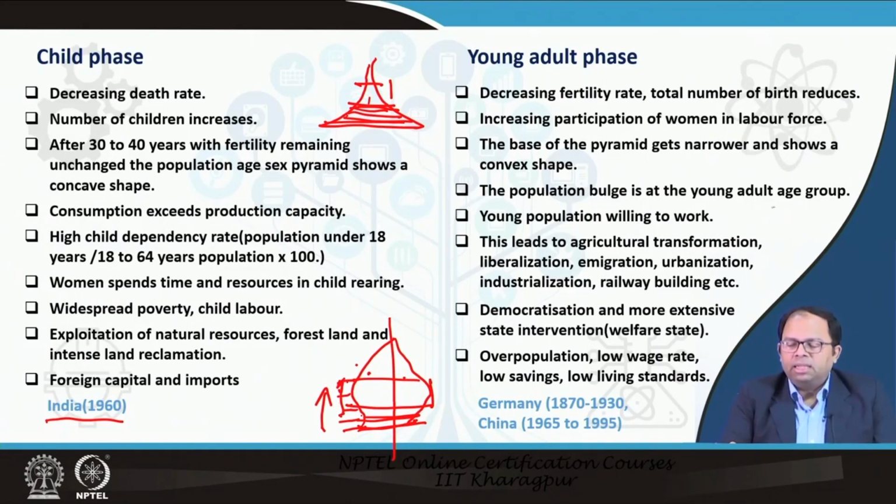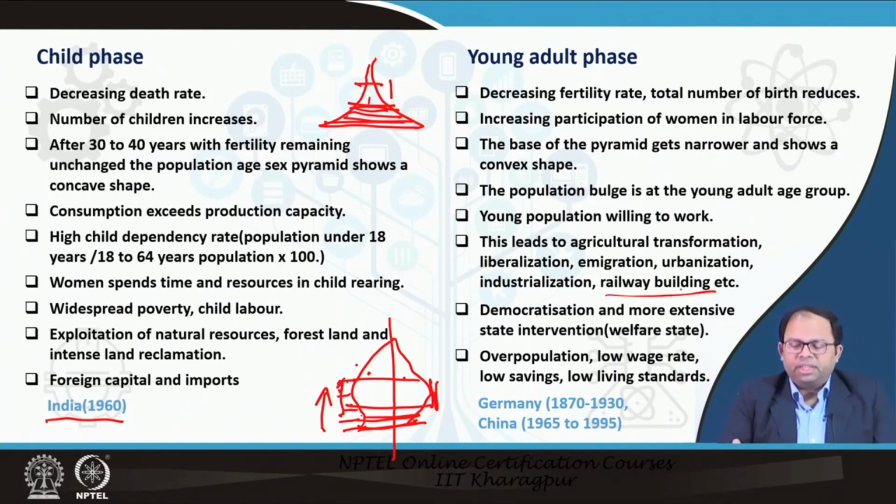A population bulge, and also it takes a convex shape. The population bulge is at the young adult age group. So, this is the young adult age group, so there the bulge takes place. Young population is willing to work. They are willing to work even at lower wages. This leads to agricultural transformation, liberalization, immigration, urbanization, industrialization, railway building, and so on.